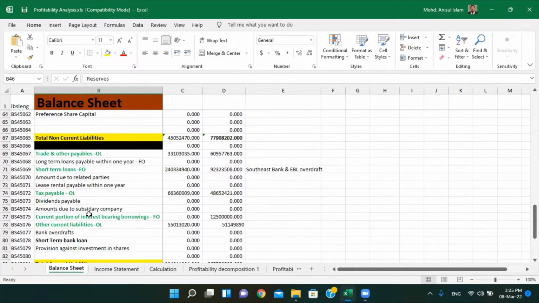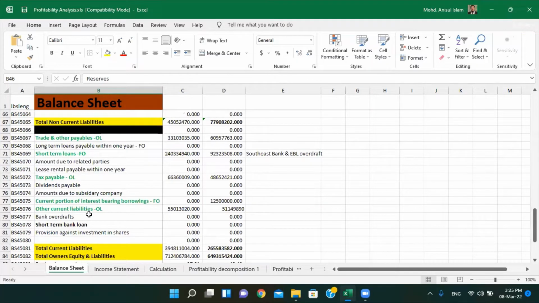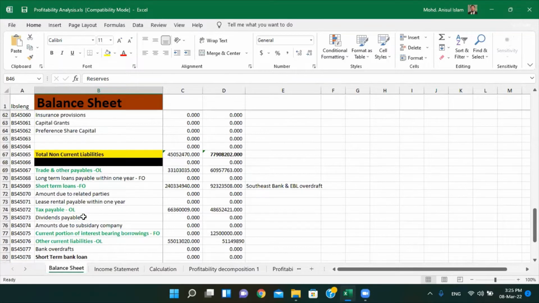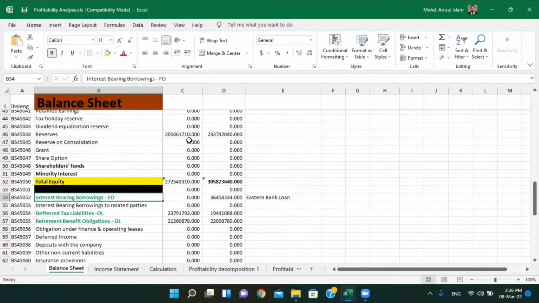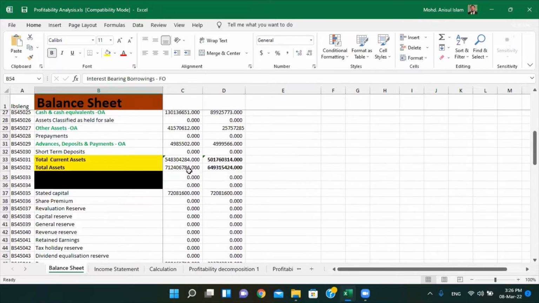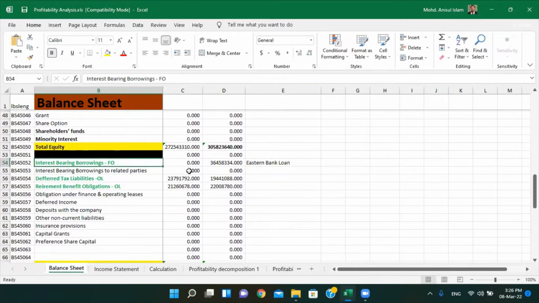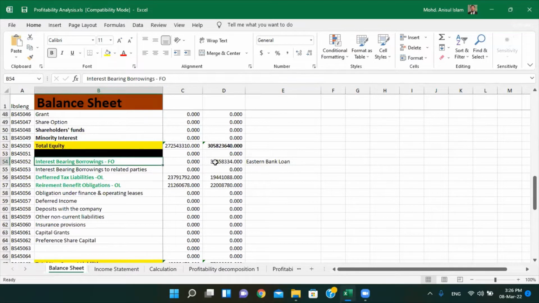But with respect to liabilities, we see that there is interest-bearing borrowings. It's a long-term debt, interest-bearing borrowings. In 2009, there are 2 years. In 2009, there was no interest-bearing borrowings, but in 2010, they have this amount of interest-bearing borrowings, which is that loan taken from the Eastern Bank. And you see, these items are financial liabilities.